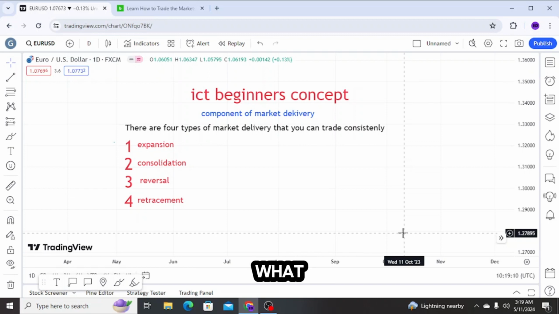All right, so I'm going to go to the chart to start showing you the practicals of what this ICT concept means: expansion, consolidation, reversal, and retracement. The thing is that markets move in these different components, and these are the four types of market delivery that you can use to trade consistently and make money. This is also applicable to the ICT concept.